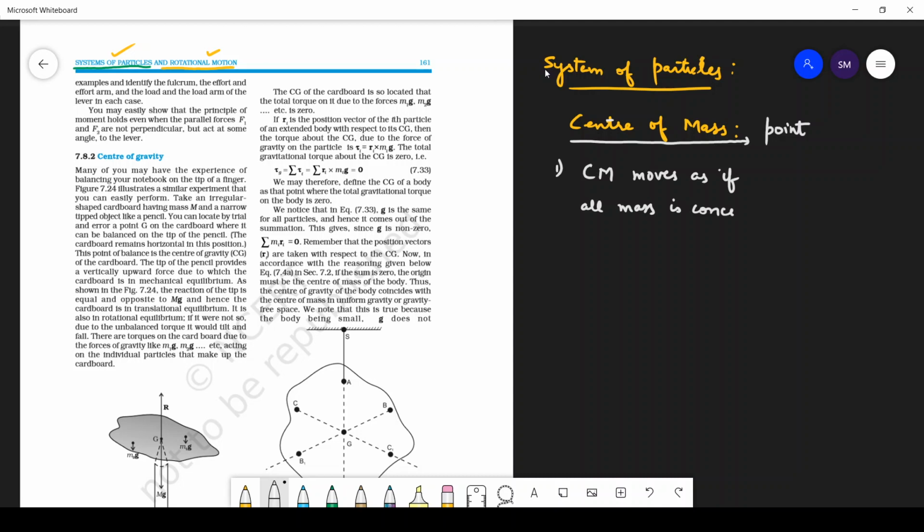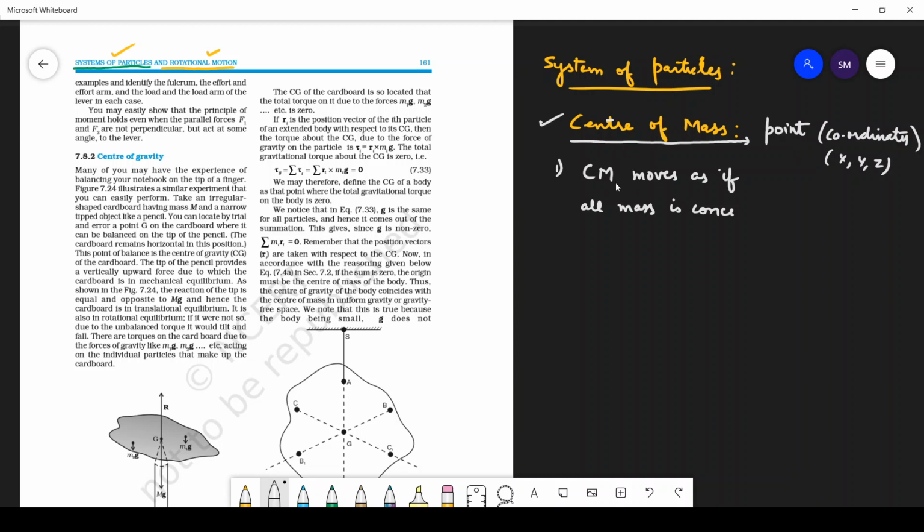So in this chapter we are studying system of particles. So we studied the topic center of mass. So what is the center of mass? Center of mass is a point. So when we calculate the center of mass, we find the coordinates of this point, means x, y, z. We write them with capital letters.